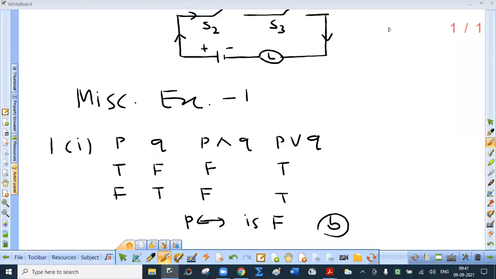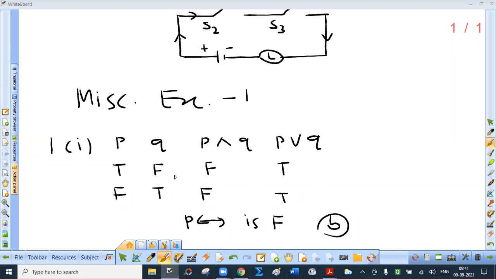Now, miscellaneous exercise. Select and write the correct answer from the given alternatives in each of the following questions. First one, P and Q is false and P or Q is true. Then which of the following is not true? See, P and Q should be false at the same time, and P or Q should be true. So these two combinations only.